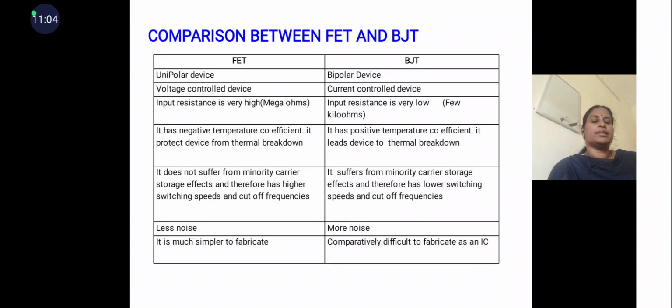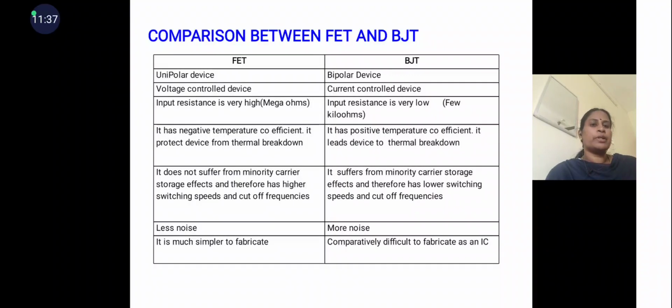And here we can see the comparison between FET and BJT. FET is a unipolar device, BJT is a bipolar device. Unipolar in the sense the current conduction is due to only one type of charge carriers, either electrons or holes. BJT, that is bipolar junction transistor, is a bipolar device, that is, the current conduction is due to electrons as well as holes. Hence this device is called a bipolar device.